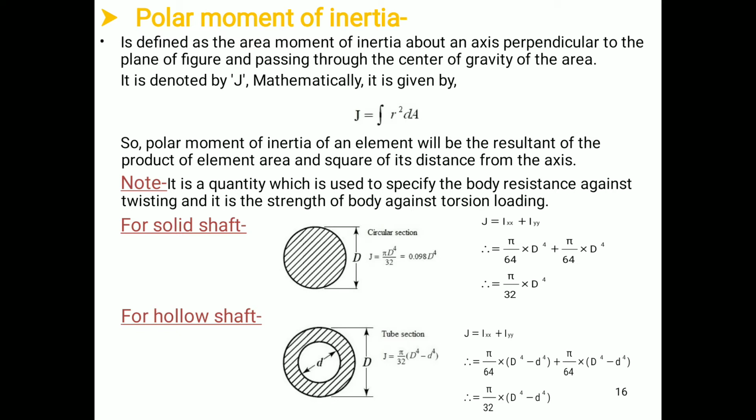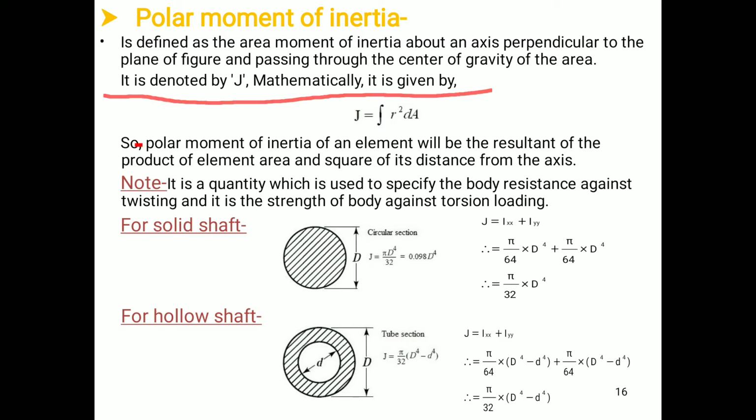It is the moment of inertia of a plane area with respect to an axis perpendicular to the plane of the figure, and passing through the center of gravity of that particular area, is known as polar moment of inertia. It is denoted by the letter J, and mathematically it is given by J is equal to integration of r square into dA. So what does it mean?